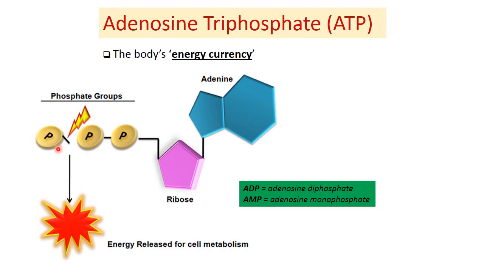So if we break off one phosphate bond here, energy comes off that reaction. The cell can use this energy now for other processes, and now we're left with 2 phosphate groups, and this structure now becomes adenosine diphosphate, ADP. If we were to break both of these phosphate bonds, we'd only be left with a single phosphate group, and ATP then would become AMP, adenosine monophosphate.